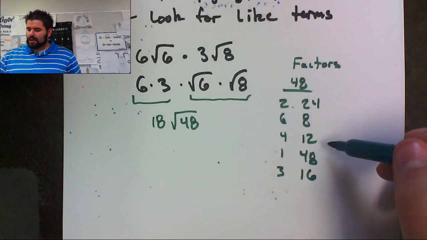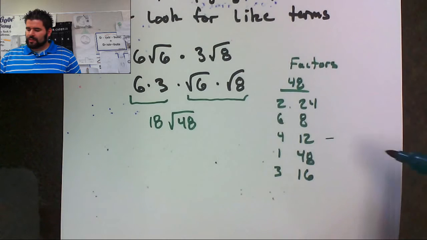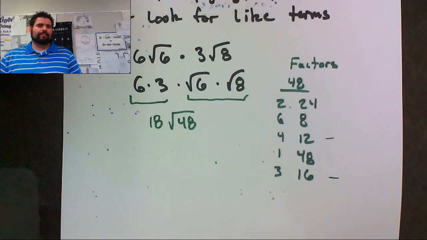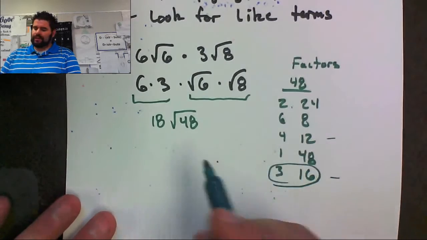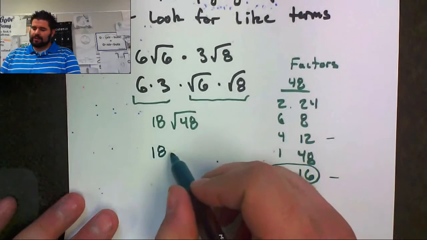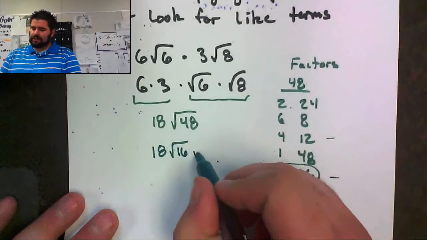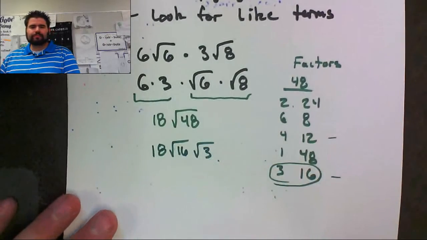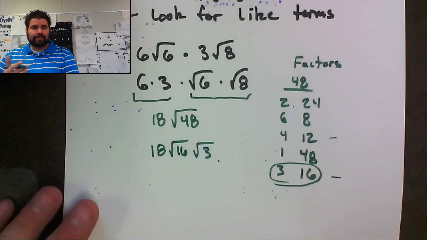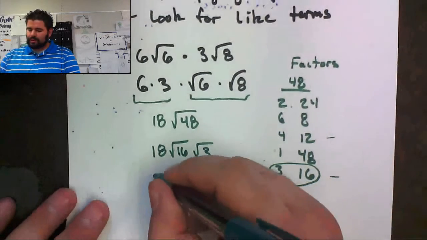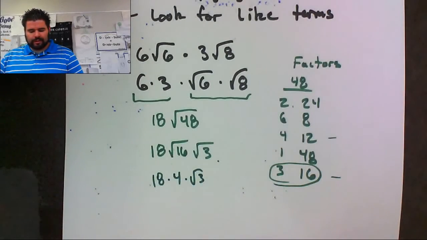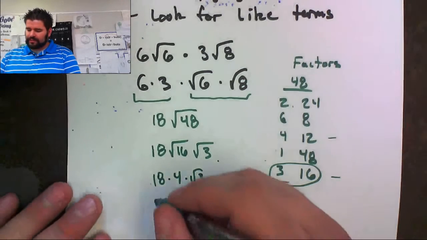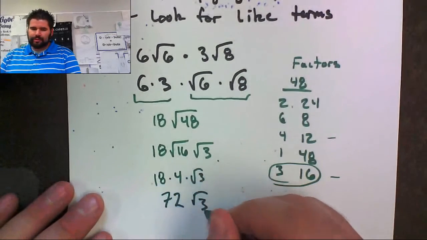I have 4 is a perfect square, and I have 16 as a perfect square. But 16 is the biggest perfect square, so I'm actually going to choose this one to split my square root of 48 into. And I will end up with 18 times the square root of 16 times the square root of 3. And we all know the square root of 16, it's a perfect square. It's going to give us 4. So I have 18 times 4 times the square root of 3. And so 18 times 4 gives me 72 times the square root of 3.